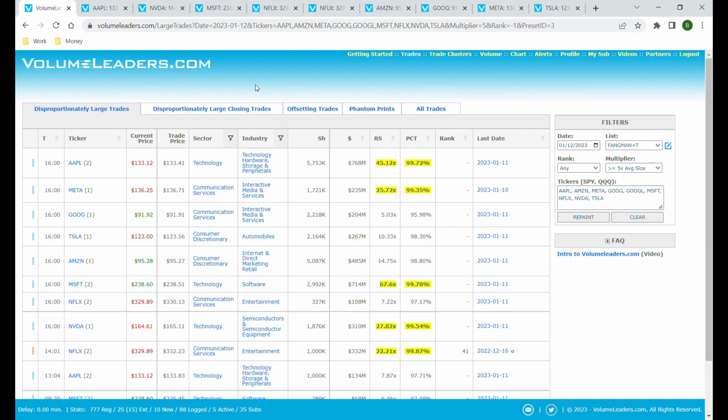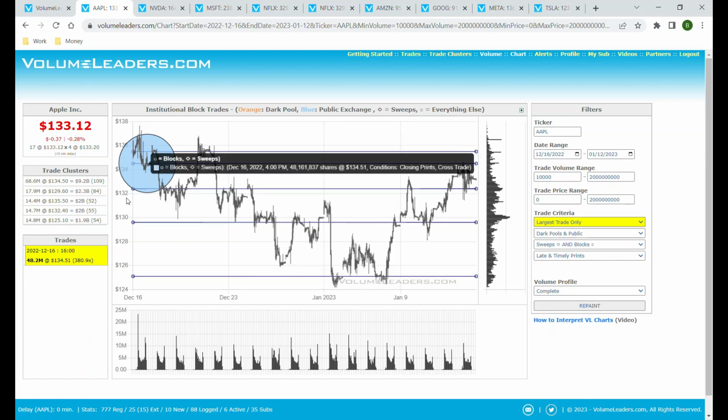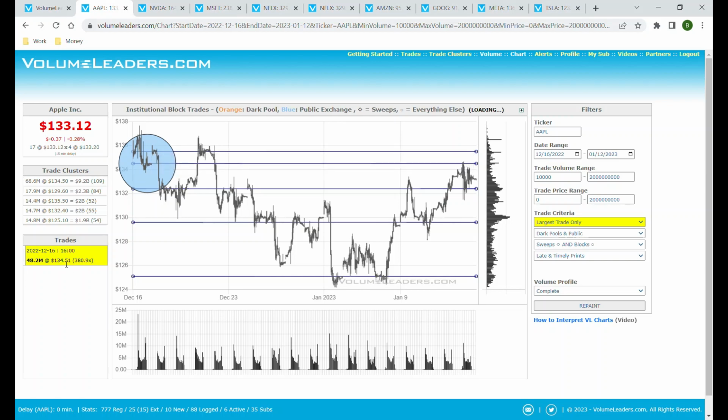So we'll start here with Apple. What this chart shows is the largest trade since December OPEX, which for Apple happens to be the 5th largest trade in its history. It's 380 times larger than average. It's 48.2 million shares, about $6.4 billion. Along with that trade, which is not pictured, are a bunch of other large trades that are smaller than this.